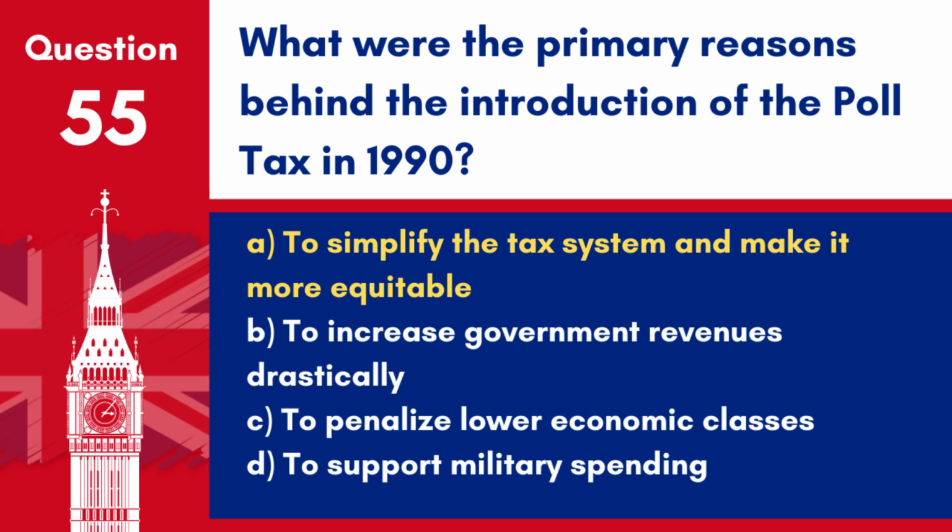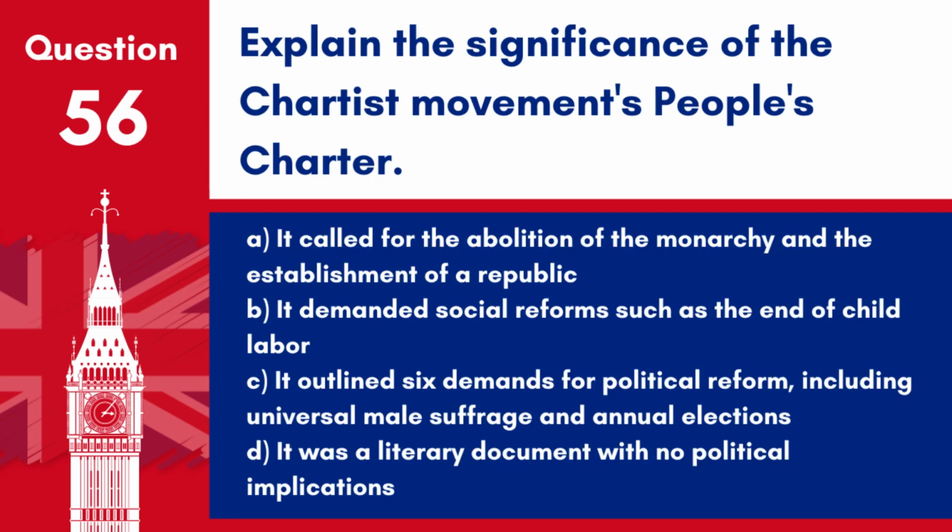The poll tax, officially known as the community charge, was introduced in 1990 with the intention of making the tax system fairer by charging every adult the same rate regardless of their income, although it proved to be highly unpopular and sparked widespread protests.